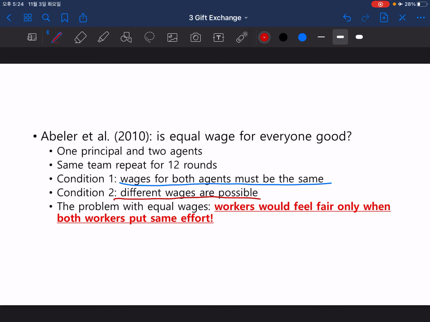And they find this problem about equal wages. In other words, workers are going to feel it is fair only when both workers put in the same amount of effort. Otherwise, suppose both workers obtain the same wage, but workers still feel it is unfair if they put in different amounts of effort. For example, the first employee puts in a really high amount of effort, but the other guy is shirking and doesn't put in any effort. Then the first employee is naturally going to feel very unfair, and this is going to have a very negative impact on the agent's effort choice.